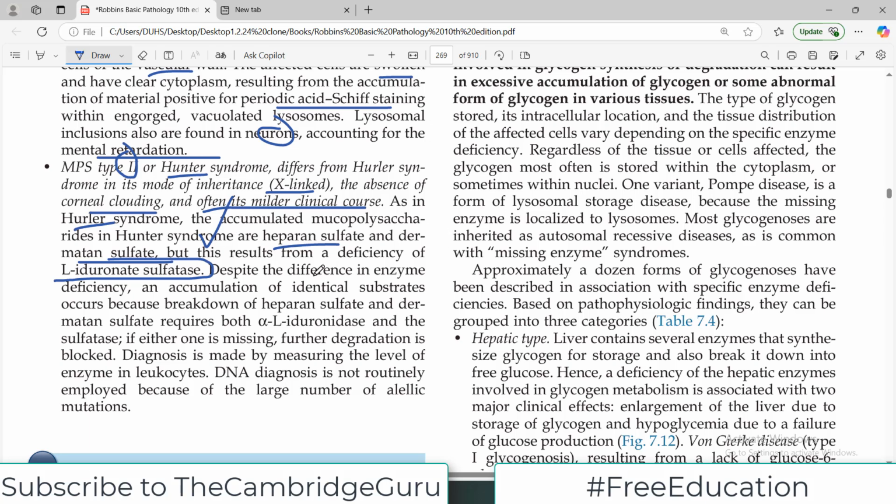Okay, despite the difference in the enzyme deficiency, accumulation of identical substrates occurs because breakdown of heparan sulfate and dermatan sulfate requires both enzymes. This is not a very high yield discussion. Just remember the mode of inheritance, the name of type 2, the enzyme deficient, and the substrates which are accumulating. Diagnosis is made by measuring the levels of enzymes in leukocytes, but now we have genetic sequencing by next generation sequencing techniques. So NGS is also something that we do very commonly these days to identify these disorders.